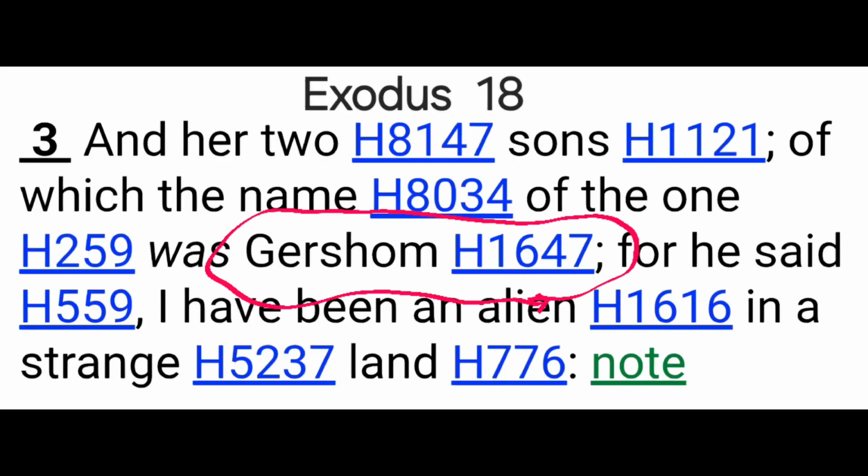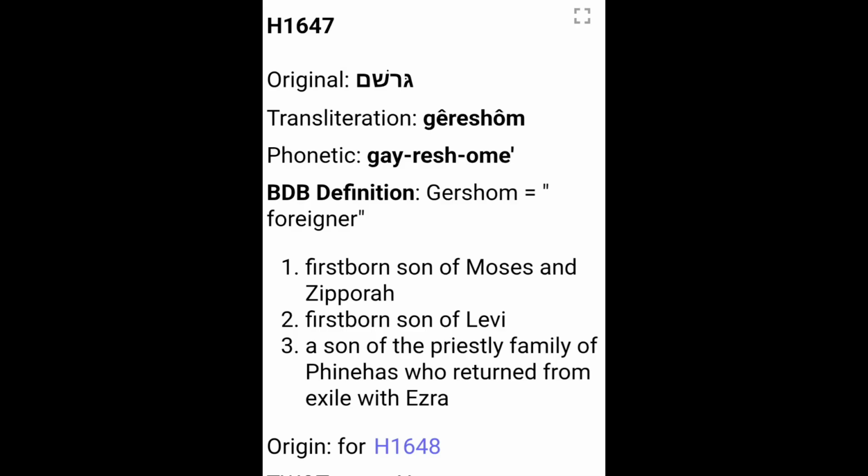Here we see Gershom is H1647. I was going to be really cute and say, hey, Gershom 1647 is really close to Alien 1616. Maybe there's a connection, as we've seen in the past. We'll look at both of these words, but it gets complicated. 1647 is Gimel, Resh, Shin, Mem, Gershom. And the definition is foreigner.